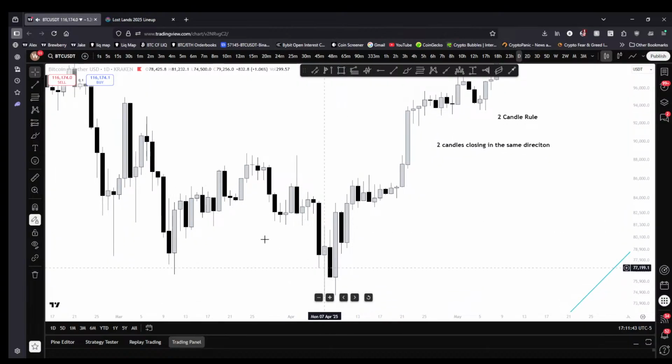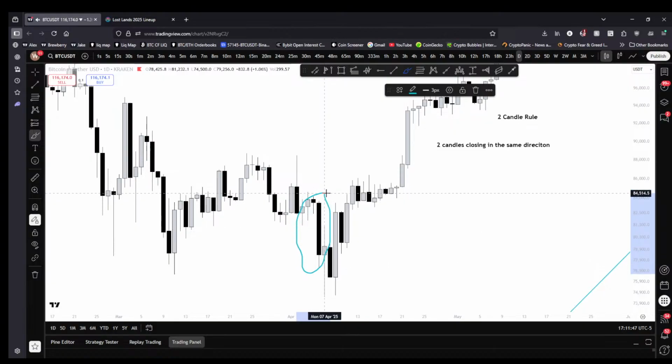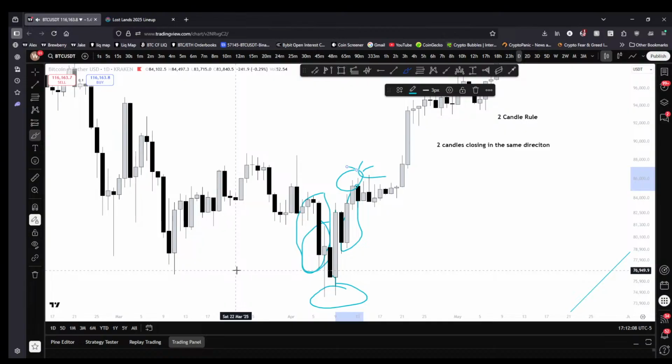This move down, if we check our checklist, we have 2 candles moving in the same direction, the downward direction. Only 1 candle moving up, so it doesn't establish a high. Moves down again. Moves up again. 2 candles move up, establishes a high. So we now have our low and our new high, right?